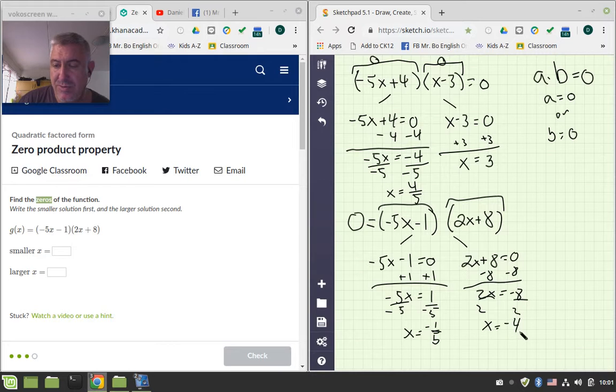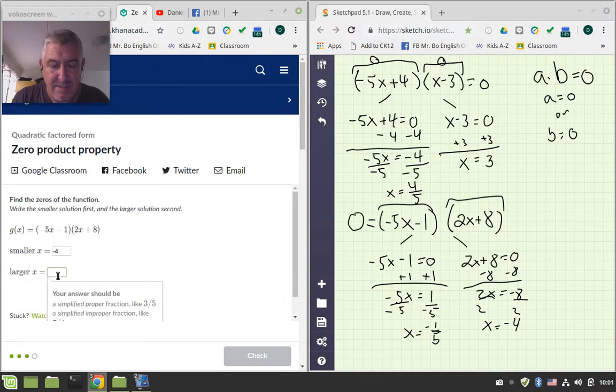Which one is smaller? The negative with the larger absolute value is smaller here. Negative 4 is going to be smaller, and negative 1/5 is going to be larger.